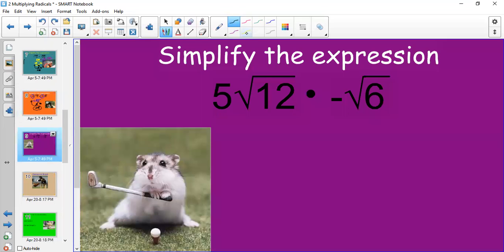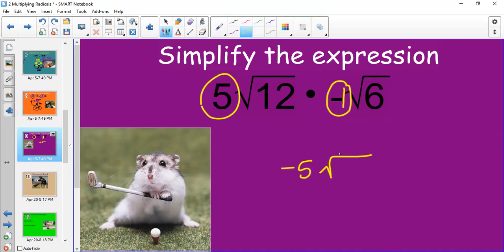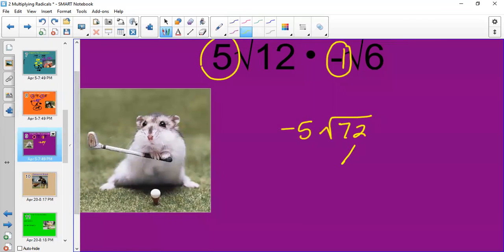All right, go ahead and pause here and try this one on your own. All right, you should have done 5 times -1, which would have given you -5. 12 times 6 would have given you 72. Not a perfect square, but I can split it up. I think I'm going to divide it by, oh, there's a few of them. The biggest one, so you could do 9 times 8.